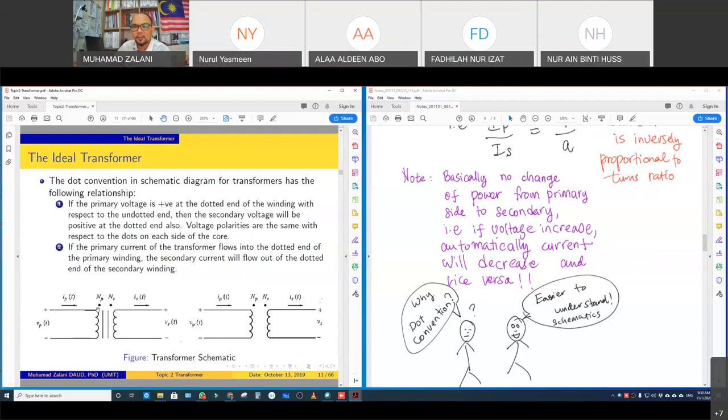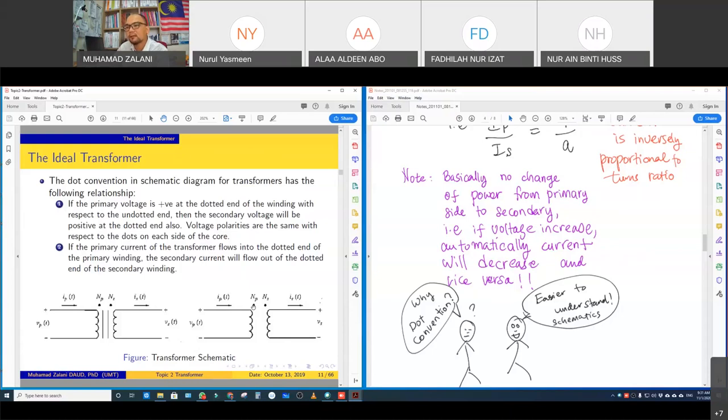So, voltage polarities. If we have the dotted end of the primary winding over here, it means this line is the positive polarity of the voltage. The other side, which has no dotted end, is the negative polarity. Similarly, for the secondary windings, the dotted end represents the positive polarity of the voltage. The undotted end at the bottom here represents the negative polarity of the voltage. So it's easy, right? But for the current, the dotted end represents where the current arrow is directed toward. For example, we have the dotted end here, meaning that the current is flowing to that dotted end.